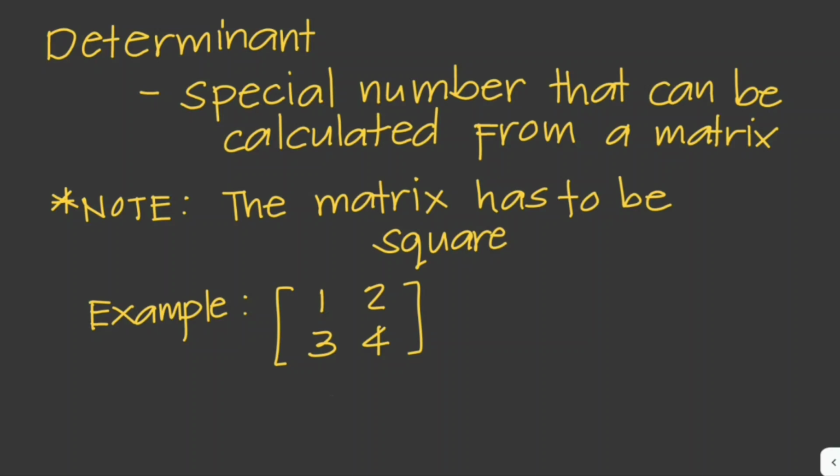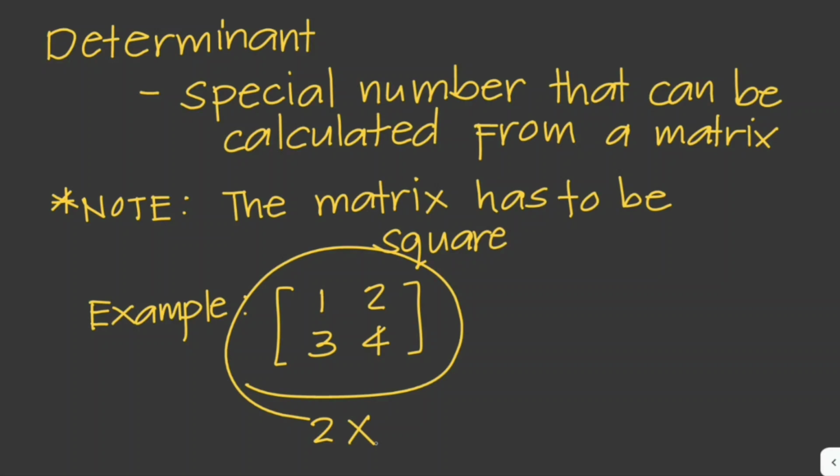And take note that the matrix has to be square, which means that it has to have the same number of rows and columns, like this example here. So it could either be a 2 by 2 matrix, 3 by 3 matrix, 4 by 4 matrix, and so on. And the symbol for determinant is two vertical lines on either side.